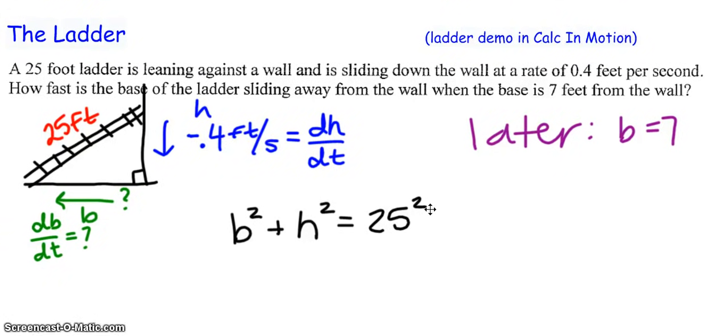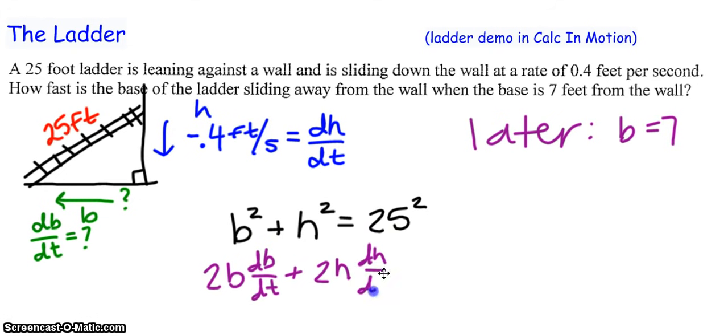All right, so from here I have my equation that is relating my variables, but these aren't just related problems, these are related rates. We need rates. Derivative time. So taking the derivative with respect to time, we get 2b db/dt plus 2h dh/dt. The derivative of a constant is always 0.